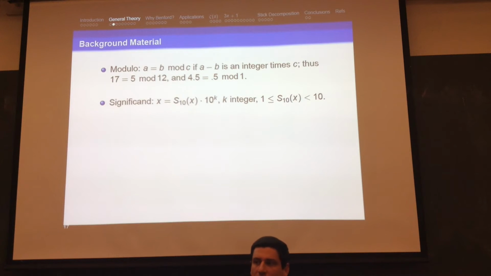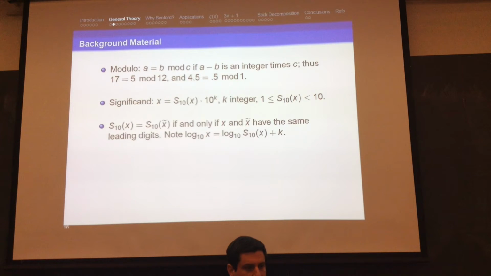The significand, if I give you a number, this is basically scientific notation. I can write my number as s sub 10 of x times 10 to the k. K is going to be an integer. It's going to tell me, do I have trailing zeros or am I padding my number with zeros? And then the significand is between 1 and 10. Then two numbers have the same significand if and only if they have the same leading digits. And that makes sense because if you look at what's going on with the two different numbers, all the 10 to the k does is it just changes how many zeros I have. If I want to look at the leading digits, I always just move my decimal place over, and then I get a number that's between 1 and 10.